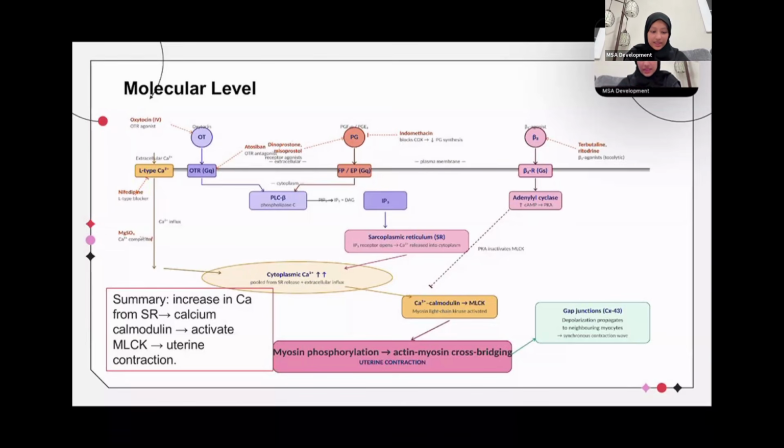I hope that makes sense. This is the whole pathway, and it's in the notes as well in detail. Just know the three different receptors. If you need induction, you need to stimulate oxytocin and prostaglandin. If you need to stop labor, you need to inhibit oxytocin and prostaglandin, and stimulate beta 2 agonist.